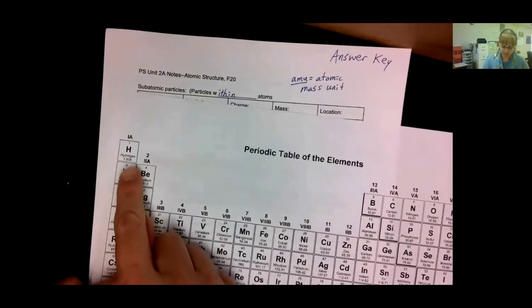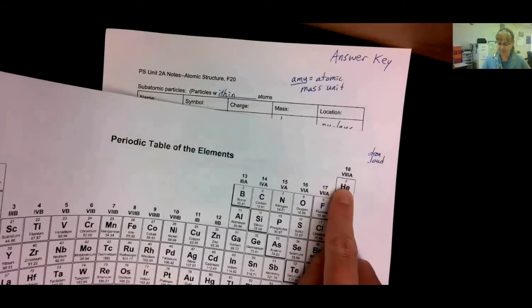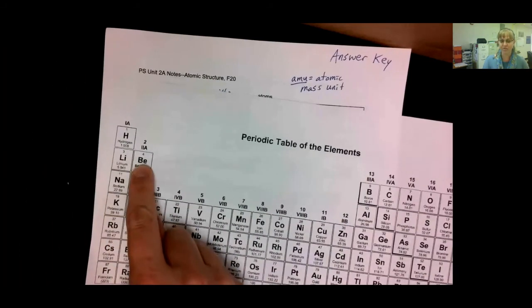So, for example, hydrogen is atomic number 1. It has 1 proton. Helium has 2 protons. Lithium 3, beryllium 4, you get the idea.